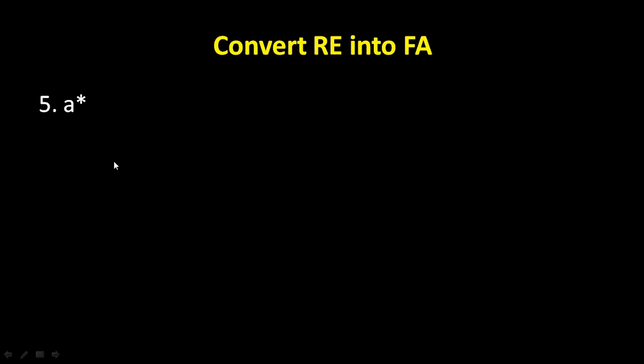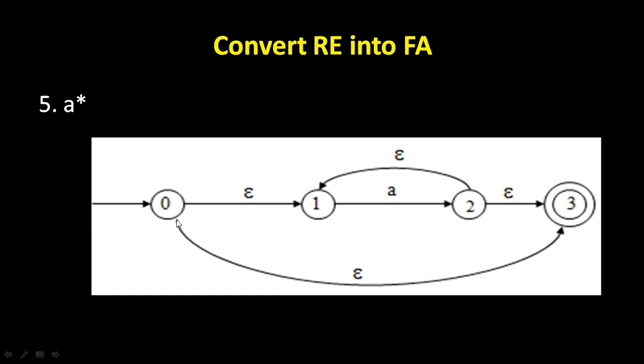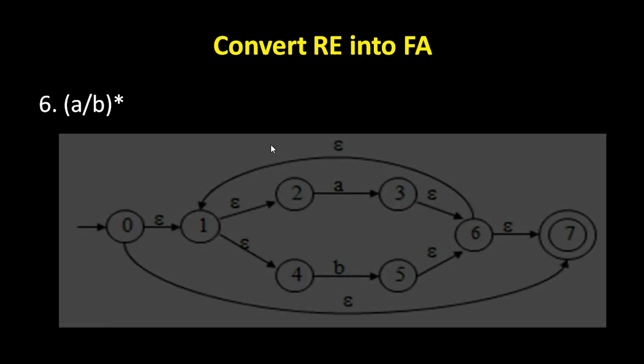The fifth example is A star. A star means A may come 0 times or 1 time or any number of times. That is represented in the transition diagram like this. So from the 0 state, it may travel like this. So we can read A one time or any number of times or 0 times. So this is the finite automata for A star. The sixth example is (A or B) whole star. That can be represented like this.